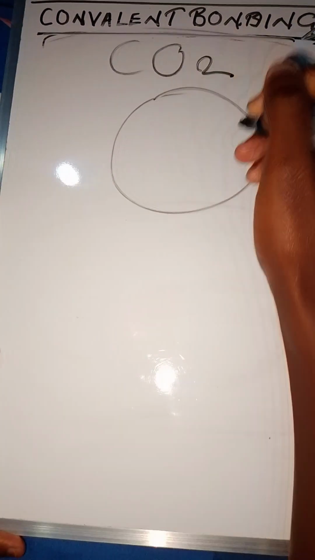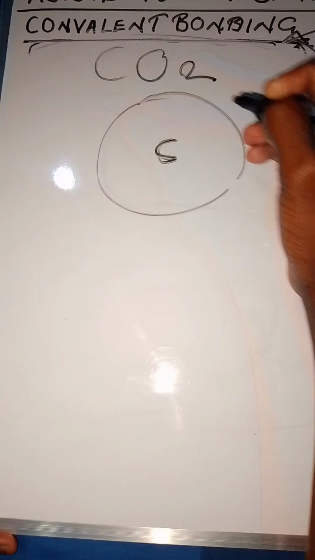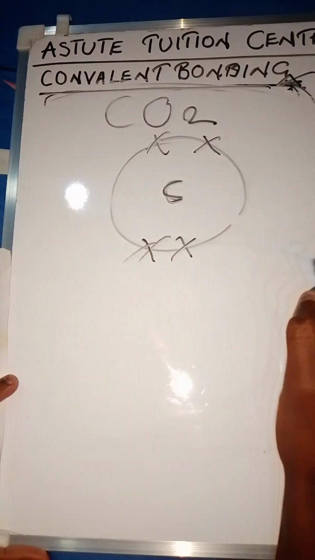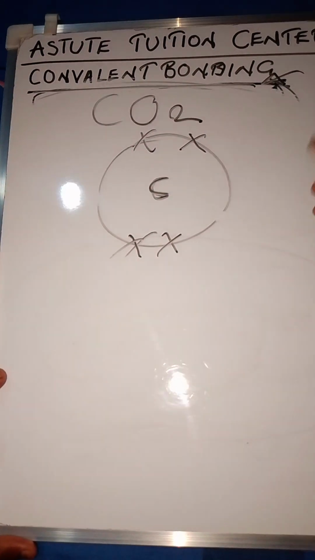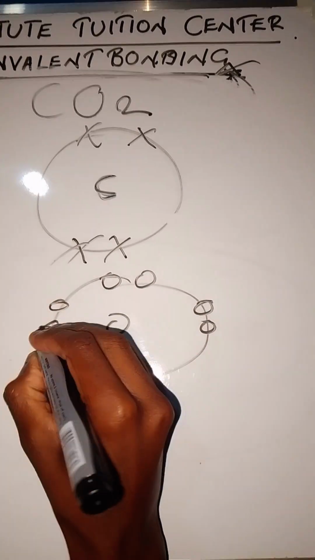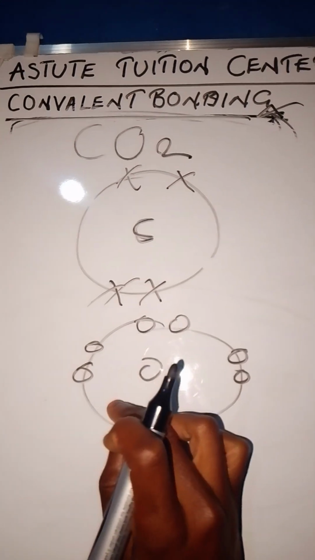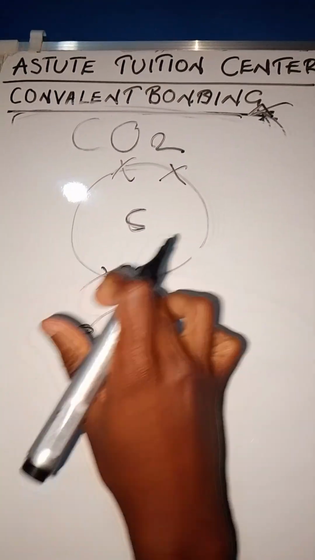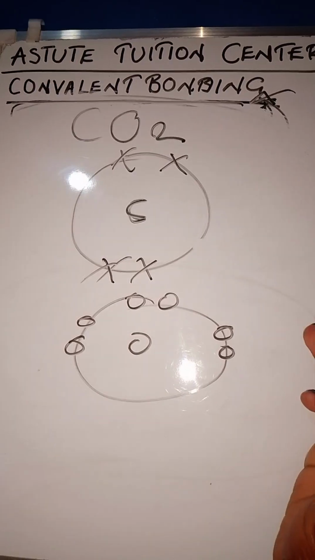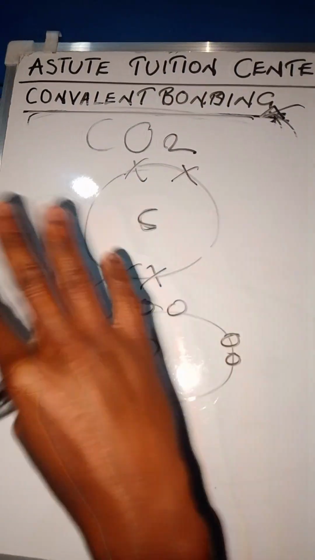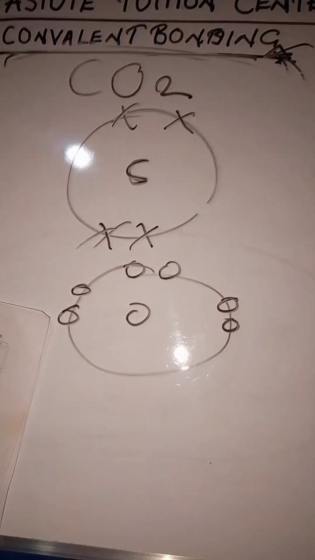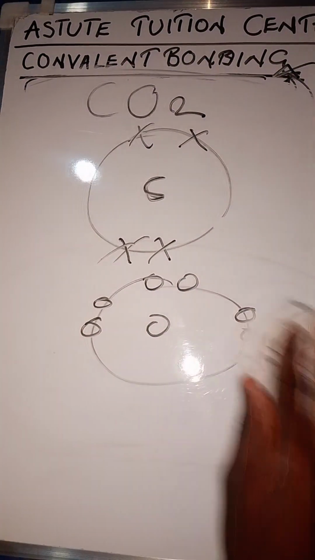So for carbon, it's represented by C there. I'll use crosses for carbon. It has 4 outermost electrons, and for oxygen, it has 6. So this oxygen will give away 2 electrons to the carbon. Then this same carbon will give away 2 electrons, and since there are 2 oxygens, each oxygen is going to give 2, and the carbon will give 2. So this is how the bond for carbon dioxide is going to look.